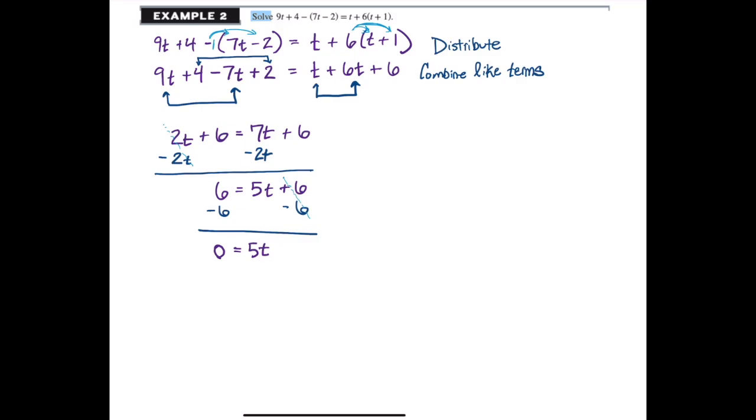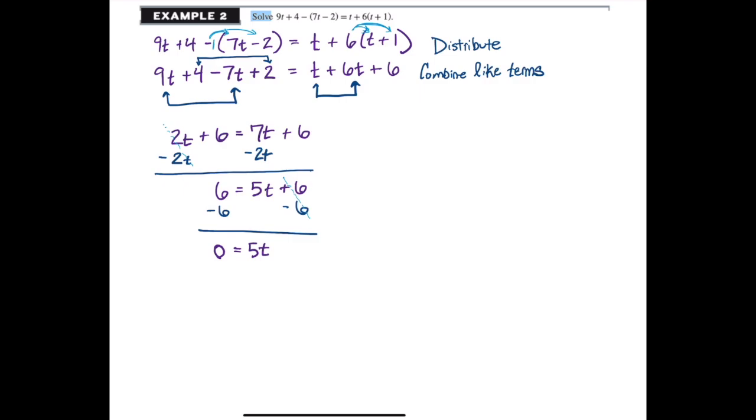What does this mean? It means there's some value of t that when I plug it in and multiply it by 5, the result is going to be 0. What number could that be? Well, we can find out just by continuing the math.